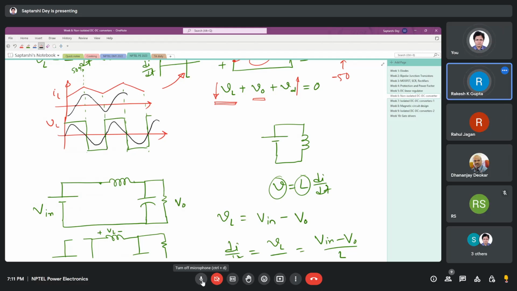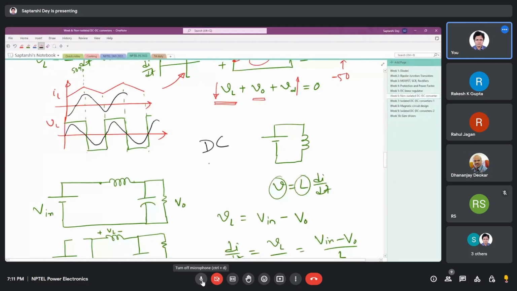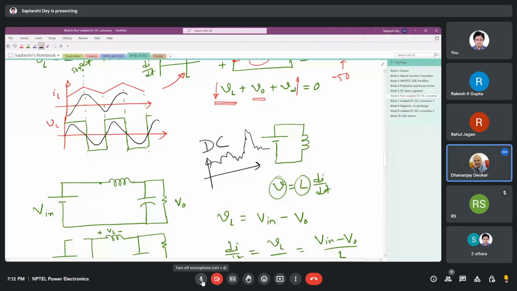So is the current one DC? Current is DC plus AC. It is not only DC in the inductor. Yes, it is DC plus AC. No, see, what is the definition of DC? Is this not a DC? Yes, this is AC. It is not changing polarity.